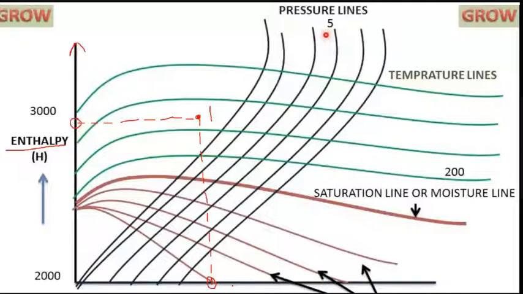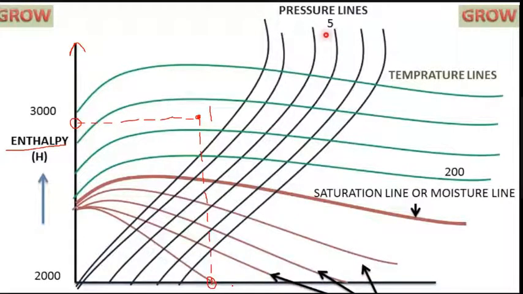For example, if you are picking a point in a mollier chart, just draw a horizontal line, you will get enthalpy, and draw a vertical line, you will get entropy. Because mollier chart is called as HS diagram. It's also called as HS diagram. H means enthalpy and S means entropy.